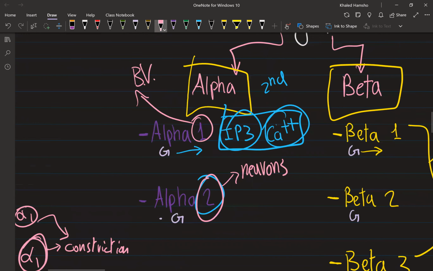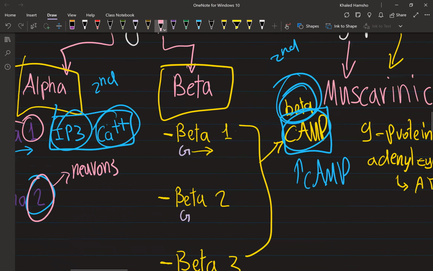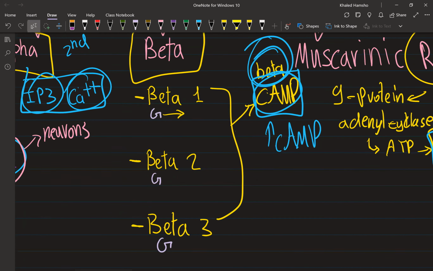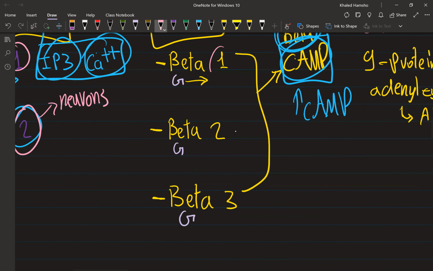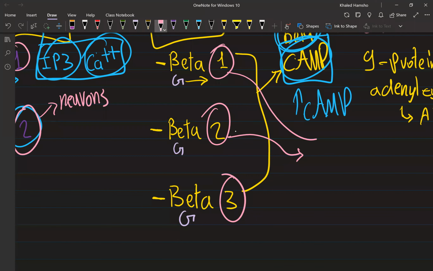Now, let's quickly discuss the beta. They're very easy, very simple. Almost all of them do the exact same thing. They're just different receptors found in different locations. The reason this is called beta 1 and this is called beta 2 and this is called beta 3 is because they're slightly different and they're found in different organs. So each one is in a different organ. I'll recap it at the end.